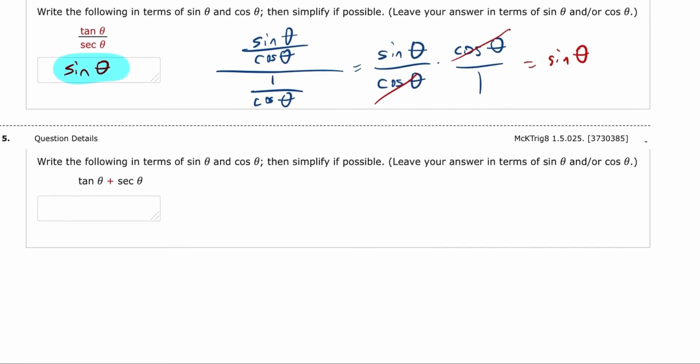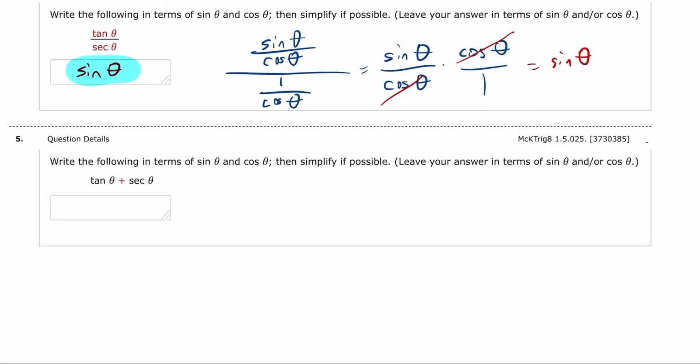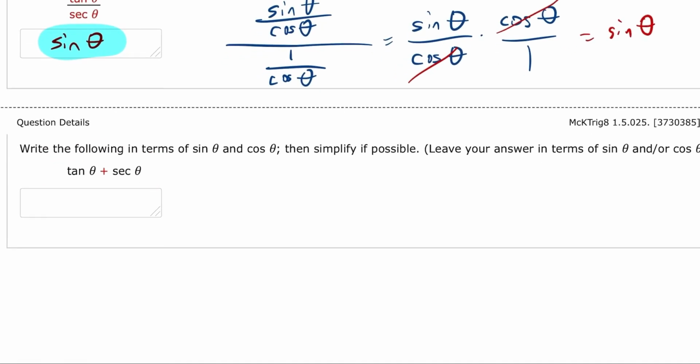All right, let's look at this one over here. Same thing. They want us to write this problem in terms of just sine and cosine and to simplify as much as possible. So let's write these out in terms of their definitions. We know that tangent is sine over cosine, and we know that secant is 1 over cosine.